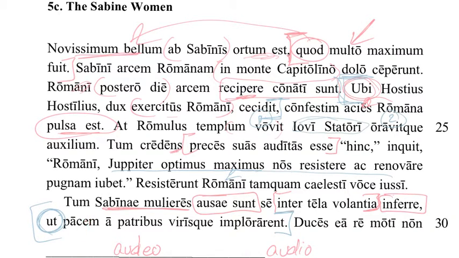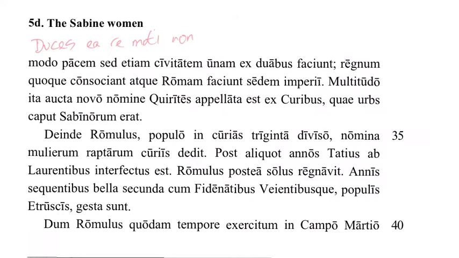Pacem, of course, is your direct object. You have a prepositional phrase here, patribus virisque, and then implorarent is your subjunctive verb, explaining what the Sabine women were trying to do. Implorarent pacem a patribus virisque. Notice, viris is another word for husbands. So apparently these women now consider their abductors to be their husbands. That is creepy in multiple ways, and I will let you ponder that.